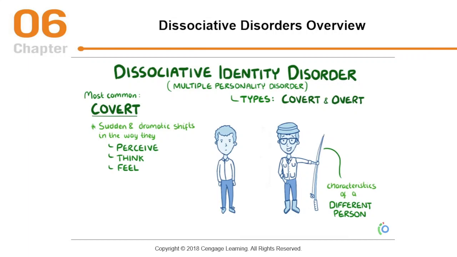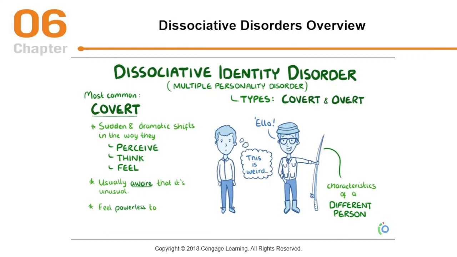Some people with covert may hear that person's voice and feel that it's speaking to them. Those with covert dissociative identity disorder are usually aware that their experience is unusual, and may feel disoriented and powerless to understand their moods and behaviour.